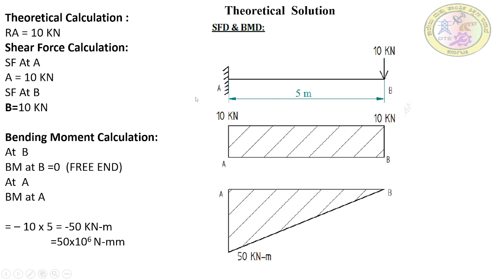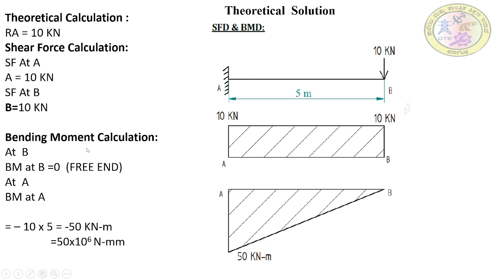Next, we don't have any points in between B and A, so we move to the point A. At point A, there is no extra load acting. Since the shear force is the addition of the loads, we already have 10 kilonewton load at B, which will be carried to A. So the shear force at A also is 10 kilonewton. If there is any extra load acting, then you have to add that load.